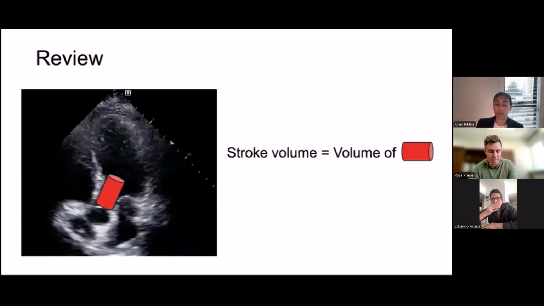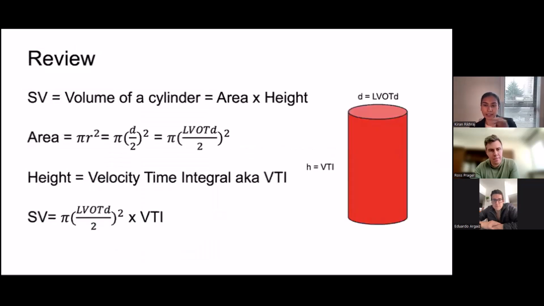I wanted to start off with a bit of a review on what the VTI is and what really the premise of it is. When we look at this apical 5-chamber view, what we're really trying to figure out is stroke volume. You can imagine that the shape of the LVOT, the left ventricular outflow tract, is similar to that of a cylinder. So we're making an assumption that the LVOT is a cylinder. Therefore, in order to figure out stroke volume, all you need to do is figure out the volume of that cylinder.